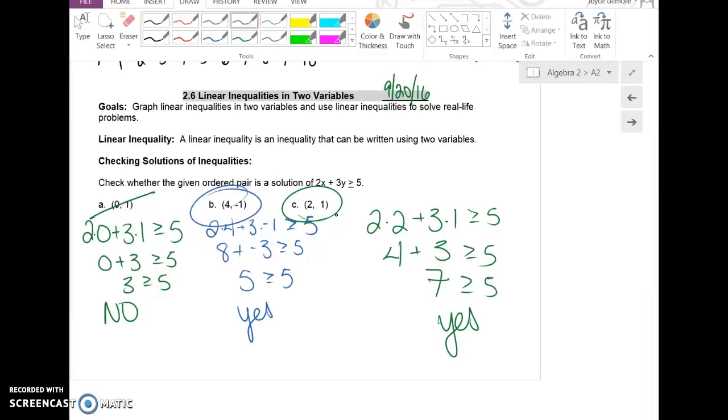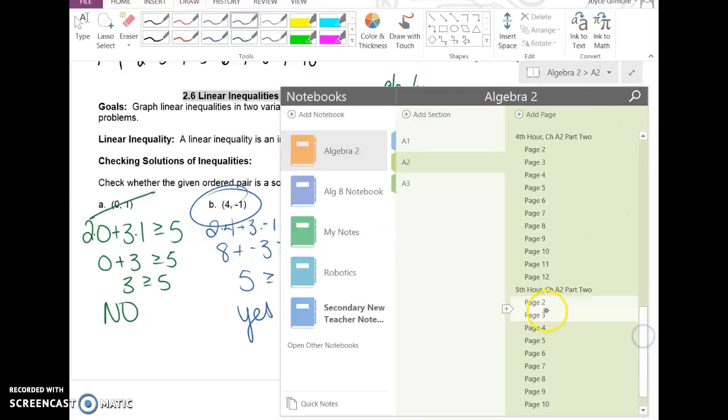Now, graphs were not created by mathematicians to torture you. I promise they weren't. Graphs were created to visually represent all of the possible solutions. There's an infinite number of possible solutions for this particular inequality. To see a graphical representation of all of those possible solutions, we graph the inequality. So turn to the next page and let's graph inequalities.